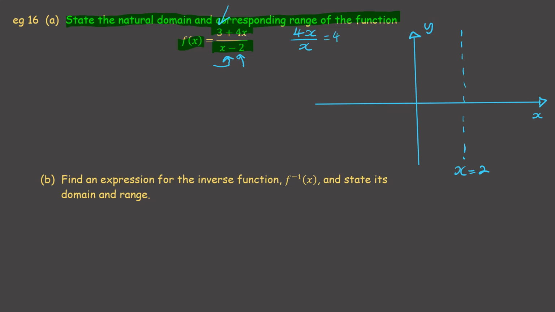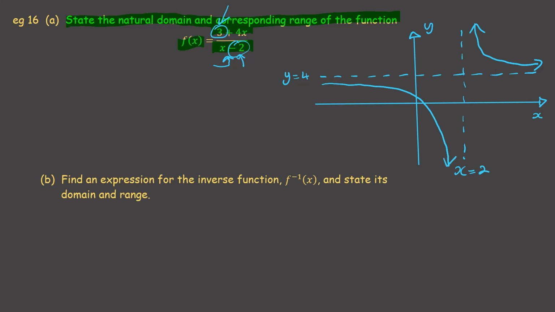So the function itself won't be able to take the value 4, because we always have a little bit on the top added to the 4x, and a little bit on the bottom taken away from that. So you can never actually get 4x over x equals 4. So that's going to be the horizontal asymptote. So that is going to be y equals 4. And the function is probably going to go here and here.